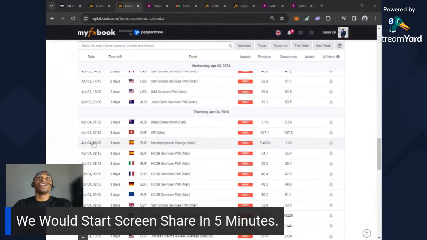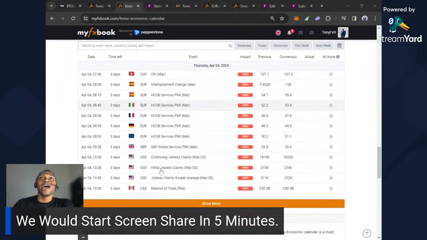Early London session 8 o'clock, we have unemployment changes, and I already explained this with the previous data on Wednesday. Service PMI, I already explained this with the figure. And then New York session, we have continuous jobless claims. So this is something that is unique from any other one I've explained previously. This is continuous jobless claims, and then jobless claims 4-week average.